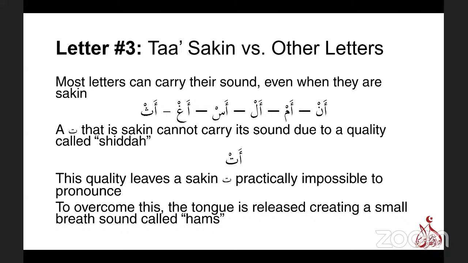To overcome this problem in the Arabic language, what the Arabs would naturally do is release the tongue just a bit. It won't carry the sound forward, because you can't carry it. It's impossible. But if you pronounce any other letter as sakin, you don't need to release the area where the letter is being pronounced from. You can just say un, or if you're doing a meem, you can keep your lips closed, and you can pronounce it as sakin. But with the ta, you can't do it. The sound dies. So in order to get around it, you have to release your tongue a bit, and you'll see a breath sound coming from it.